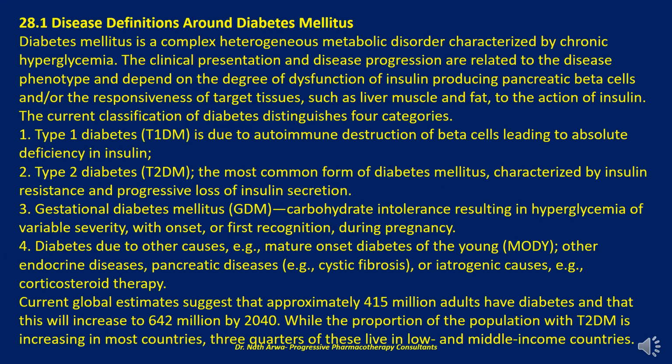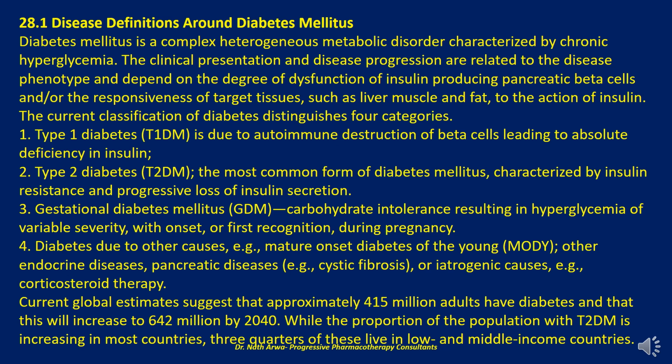Next we will discuss disease definitions around diabetes mellitus. Diabetes mellitus is a complex heterogeneous metabolic disorder characterized by chronic hyperglycemia. The clinical presentation and disease progression are related to the disease phenotype and depend on the degree of dysfunction of insulin-producing pancreatic beta cells, and/or the responsiveness of target tissues, such as liver, muscle and fat, to the action of insulin. The current classification of diabetes distinguishes four categories.